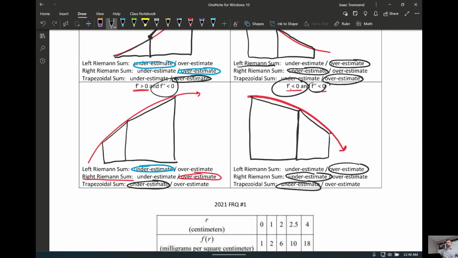So the reason why I need you to know this is usually one part of an FRQ, they will ask you to do a left, right, midpoint, well, not a midpoint. They could ask you to do midpoint, but it wouldn't ask you under or overestimate, or trapezoidal. And then they'll follow it up with, is that an overestimate or underestimate, and how do you know?